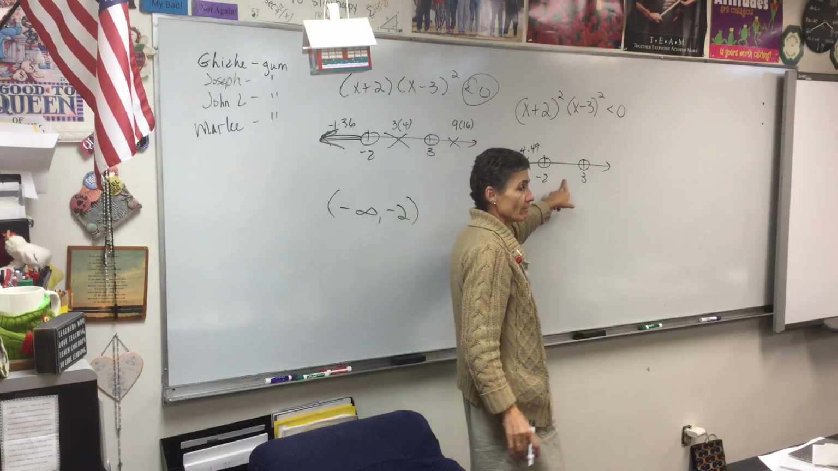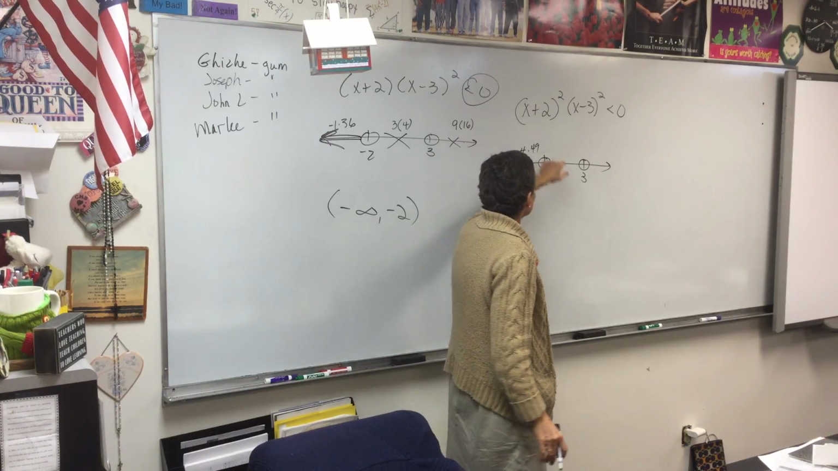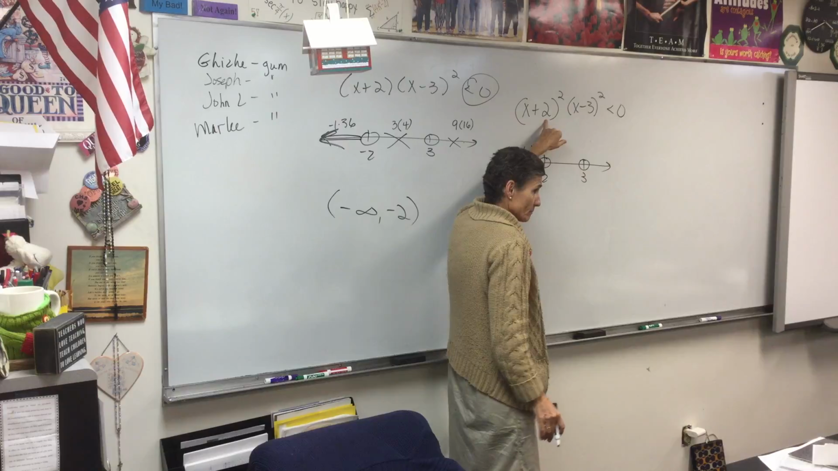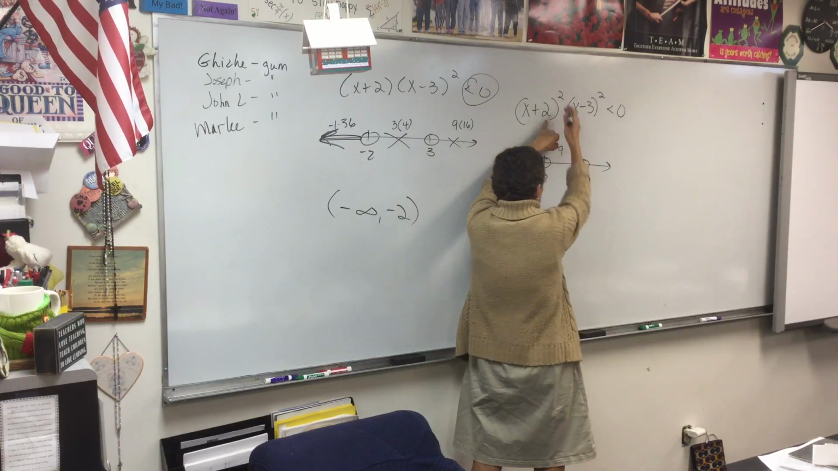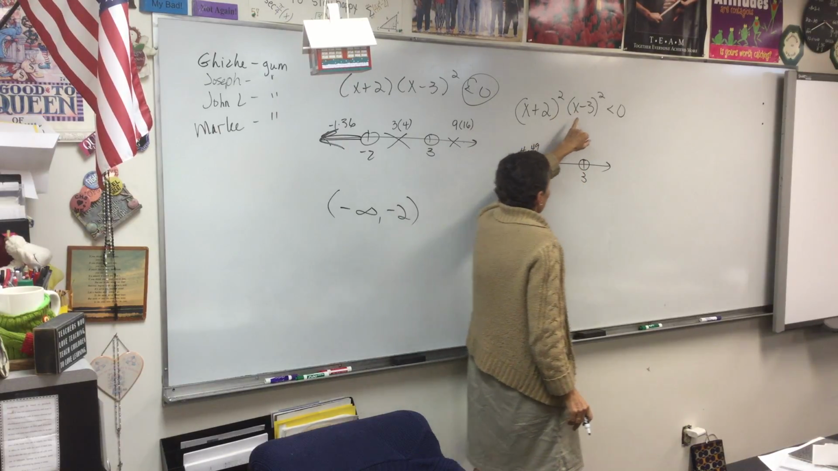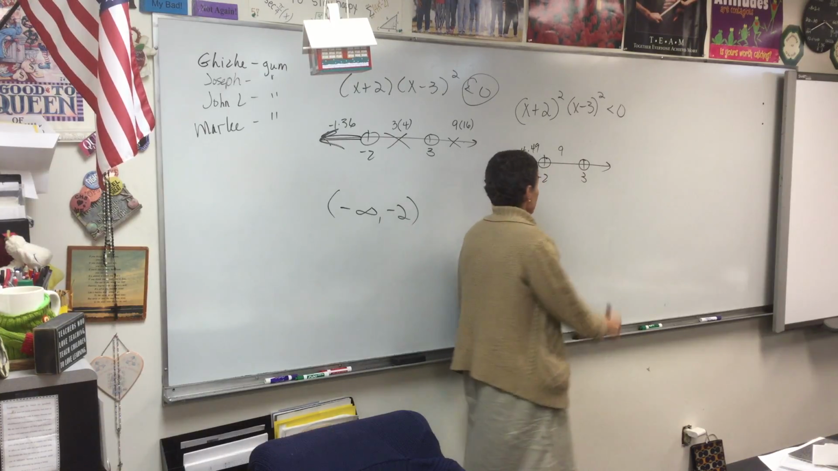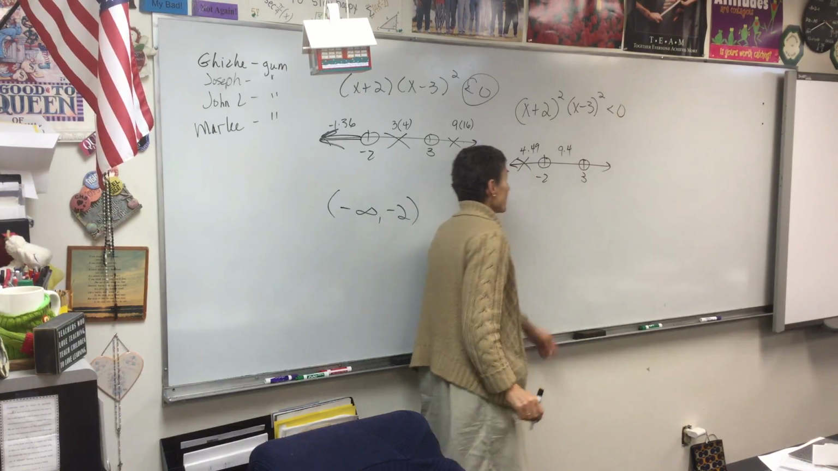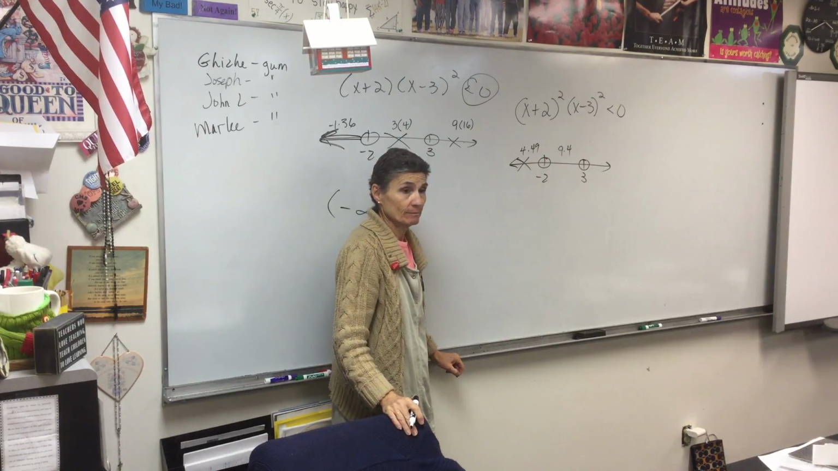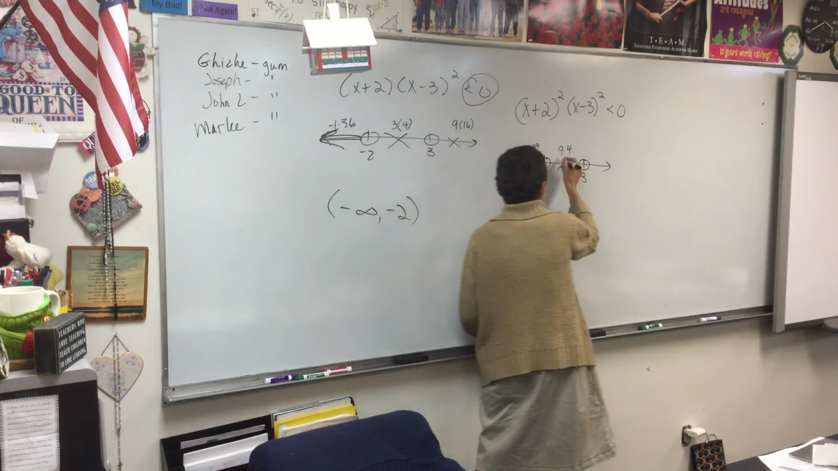All right, pick a number in here, any number. 1. 1 plus 2 squared is 9. Remember, you're squaring. 1 minus 3 is -2, but we're squaring it. 4. 9 times 4, is that negative? Oh, that one didn't work either.